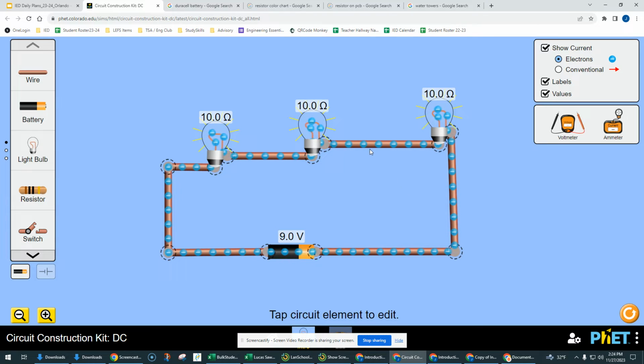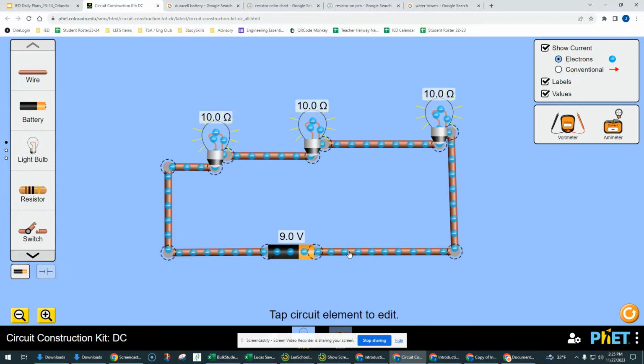Now, when they're in series, there's exactly one path, one way to go. These electrons flowing are like going down the highway through a construction zone where you've got a single lane of traffic. You've got concrete walls on both the right and the left side, and you've got nowhere to go. If the car in front of you stops, you have to stop. If they're going slow, you have to go slow.